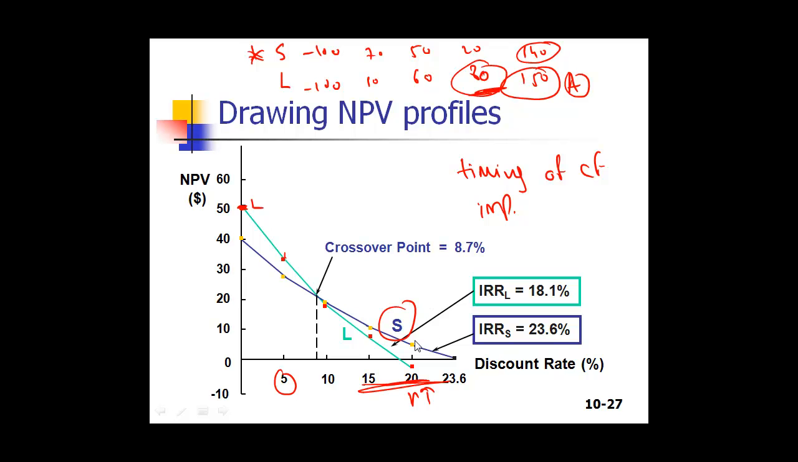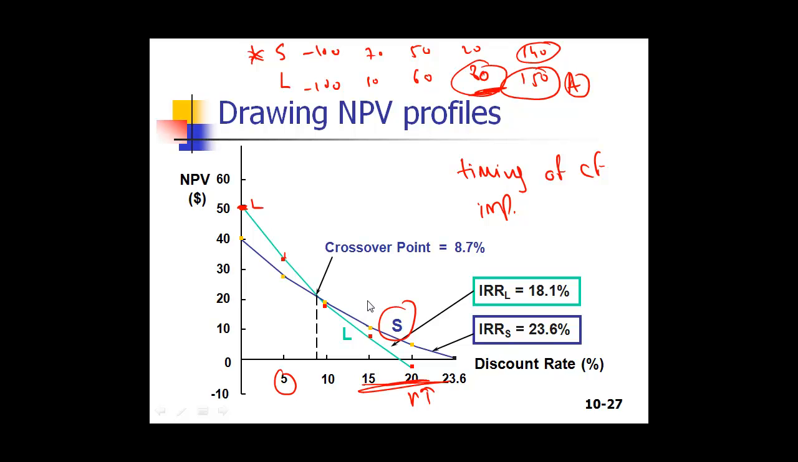Okay, and it is because, do you notice that it is the difference in timing because of which we have a crossover? Okay, so if you have two projects, in project L you are getting more money, but that money is being received later. Okay, it is because of that differences in the timing of cash flow between L and S that we have the crossover. Do you understand that profound statement?